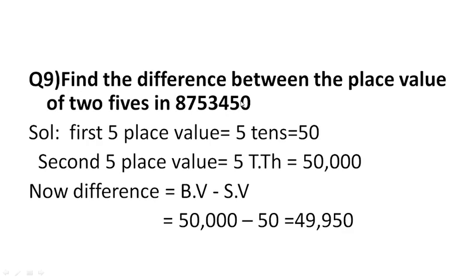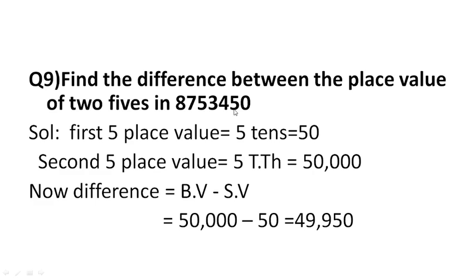Difference between the place values. You see this 5, on which place? Ones place, this, then this is tens place. So the first 5 is on the tens place. 5 tens means 5 times 10, which is 50. Similarly, the next 5 is on which place? Tens, 100, 1000, 10,000 place. This 5 is on the 10,000 place. If it is on the 10,000 place, you multiply it by 10,000, and then it becomes 50,000. It means this 5 has the place value 50,000 and this 5 has the place value 50.